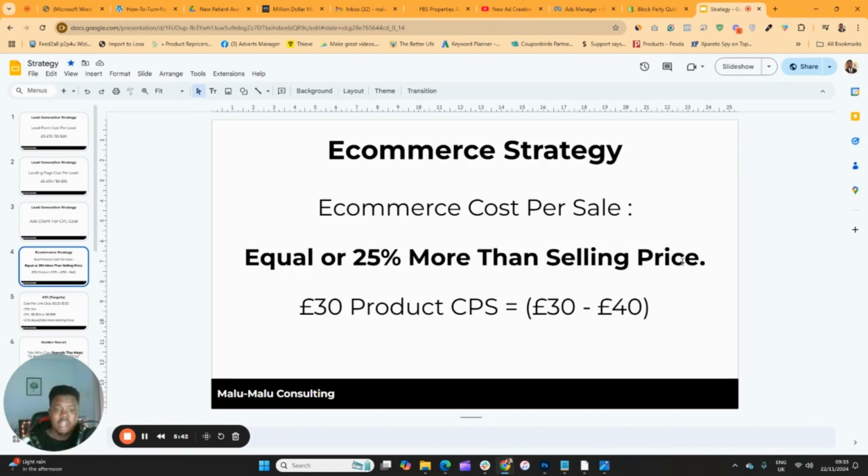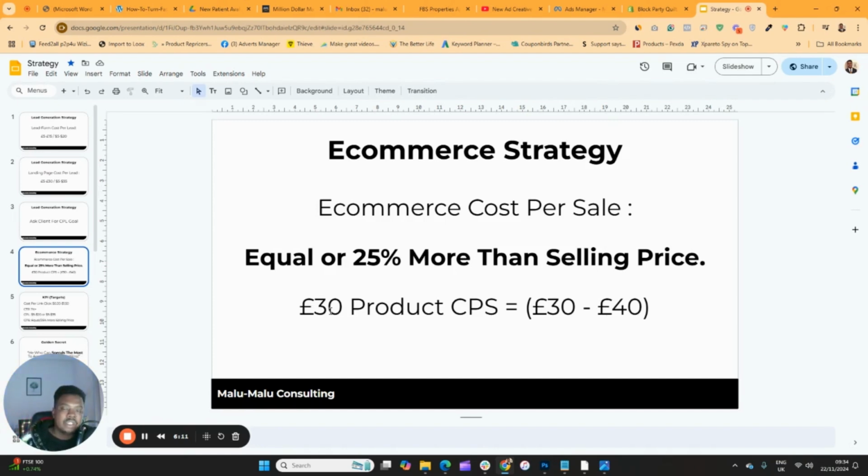Does that make sense? So if you're selling, for example, a £30 product, obviously I'm here in the UK, so I'm sorry if I keep changing currencies because I have clients in the US and clients in the UK. But in this instance, for my clients in the UK, if they're selling a £30 product, I'm looking for a cost per sale of £30 to £40 because e-commerce 10, 20 years ago, you would be able to get a customer for half the price or 75% less than the selling price.